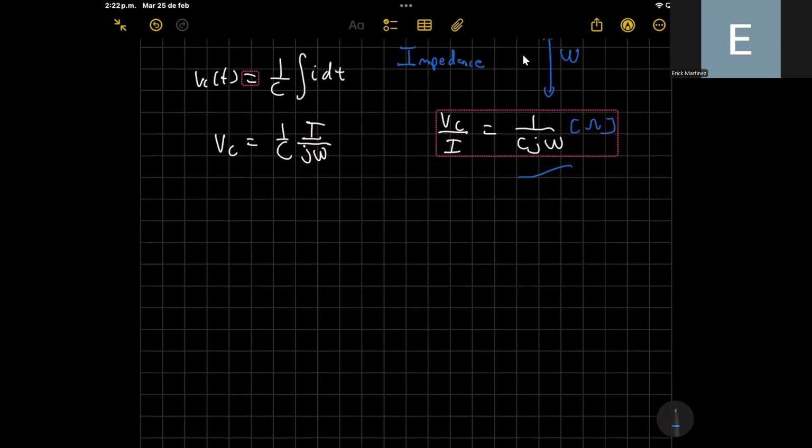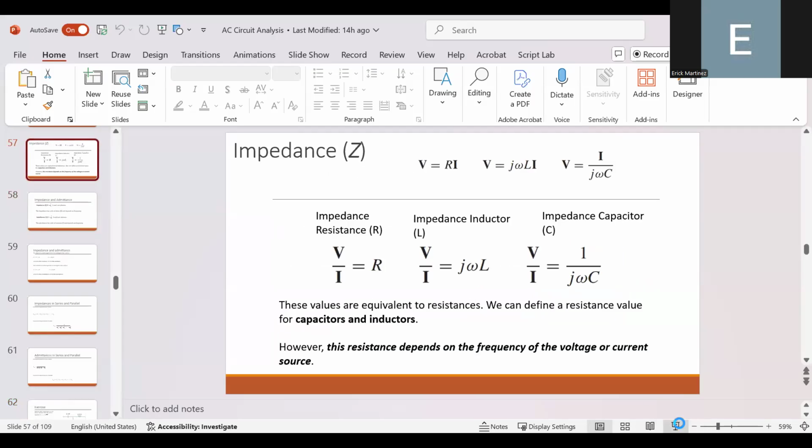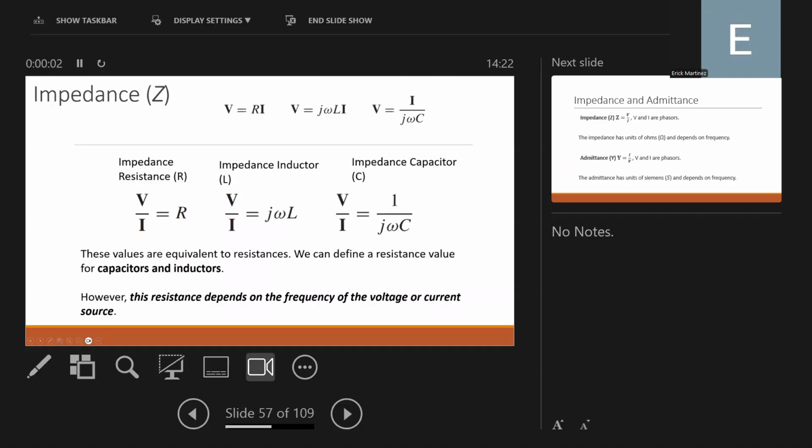Well, before we continue, let me go to the presentation. Just give me a moment. Okay, so in the presentation, we have these relationships. Now, as I mentioned before, this is the impedance of a resistance in the frequency domain. This is the impedance of the inductor, and this is the impedance of the capacitor.